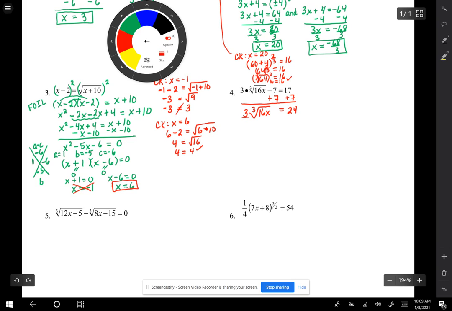Next thing you want to do is divide both sides by that coefficient in front of the radical. The 3's cancel, so you're left with cube root of 16x. 24 divided by 3 is 8. Now, because there's a cube root on the left side, you want to raise each side to the third power.